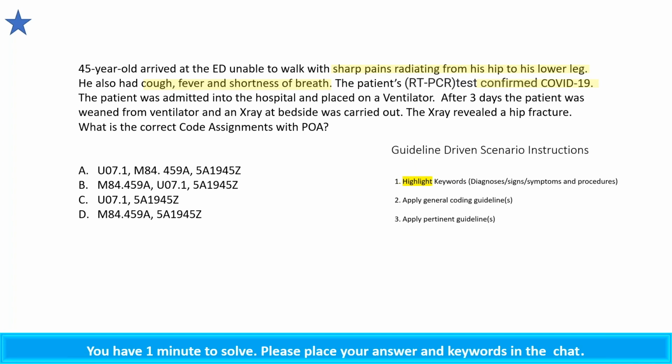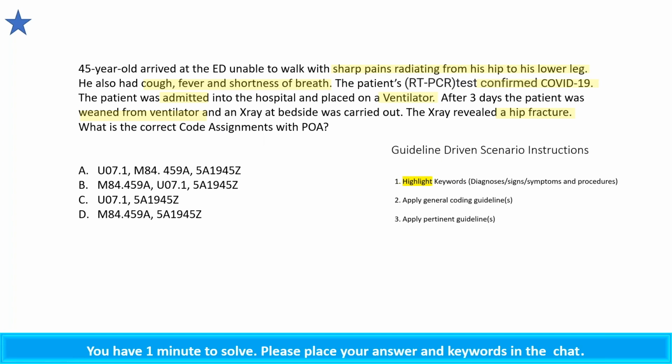I'm reading some of these notes. Also, the patient was admitted into the hospital and placed on a ventilator. And 3 days later, the patient was weaned from the ventilator. Then an x-ray at bedside was carried out, and the x-ray revealed a hip fracture. What is the correct code assignment with POA? If you want to put the POA in the chat, you can.